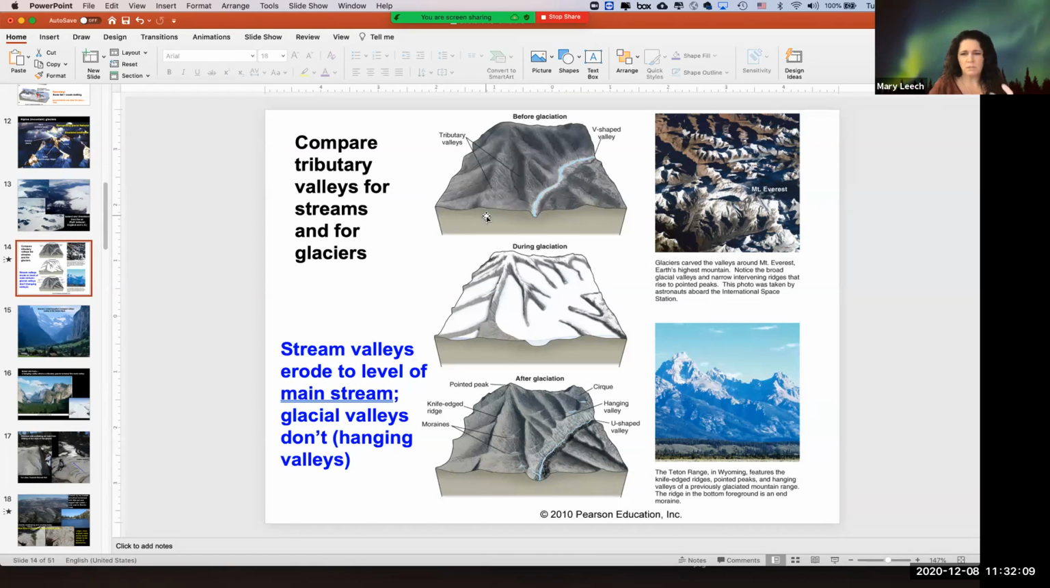a typical non-glaciated landscape. You've got V-shaped valleys, not U-shaped valleys, but they're sharply cut down from rivers eroding the landscape. And the glaciers are going to form up high first in the mountains, and they're going to flow down these tributary valleys.